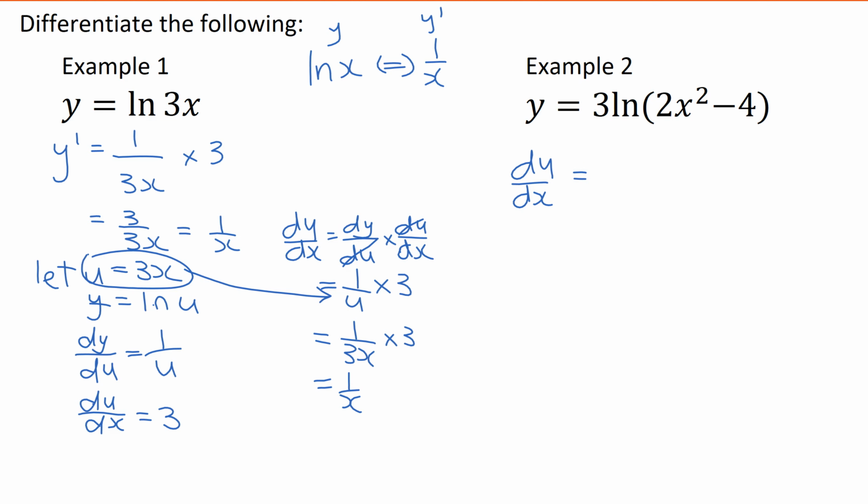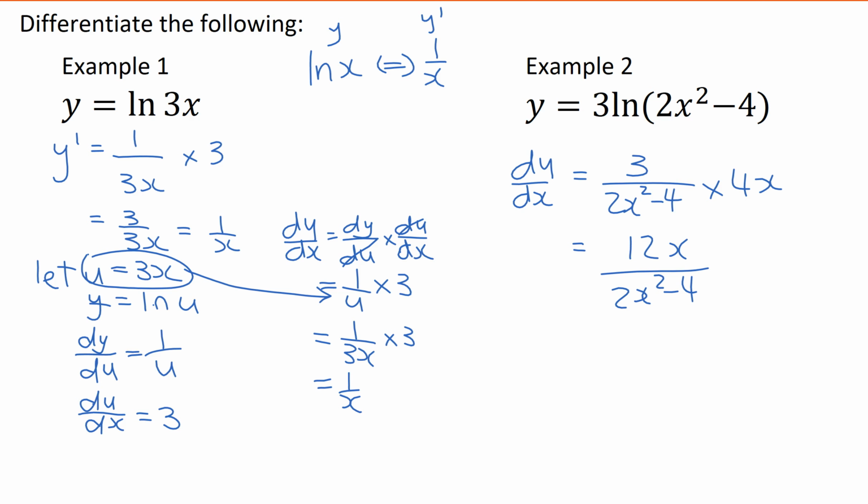No idea if it's right or not, but I ended up with 7x over 2x squared minus 4. So you're going to have it over 2x squared minus 4. So I have 3 over that, times 4x. Okay, so how did that become 7? Yeah, you did. And that is correct. Okay, so you're wrong, but you were right.